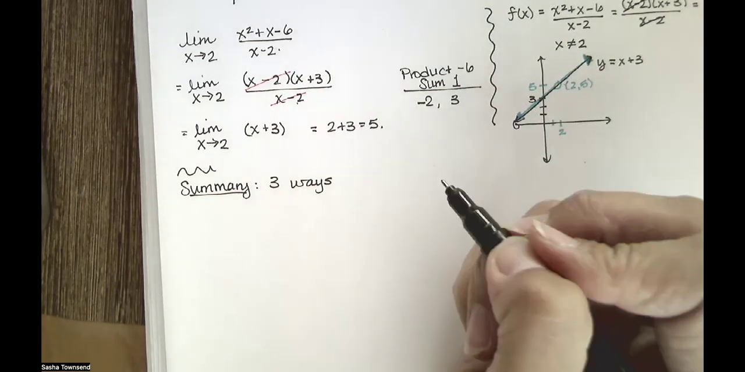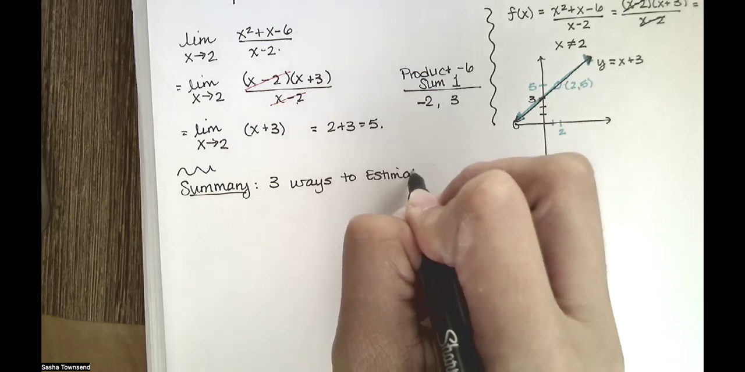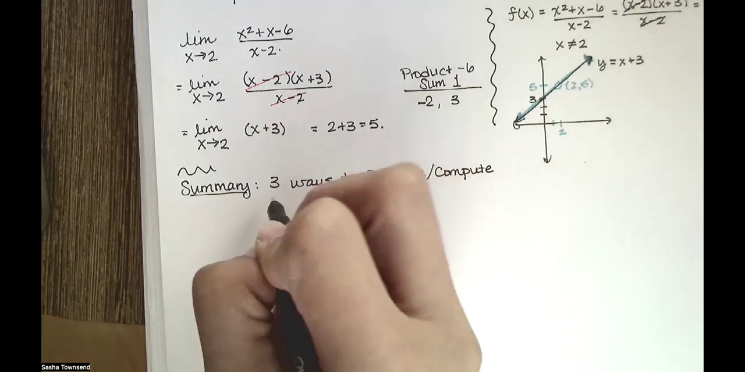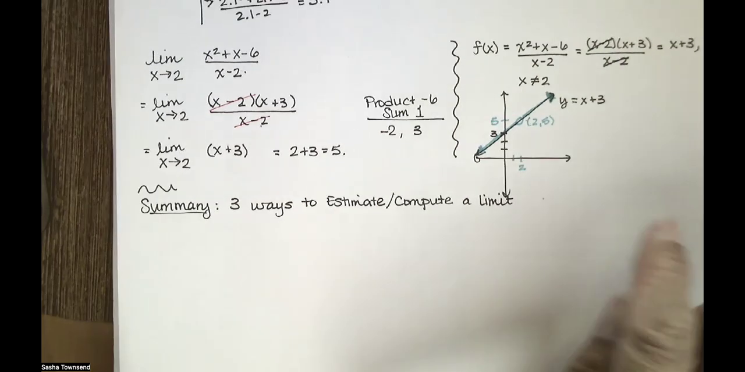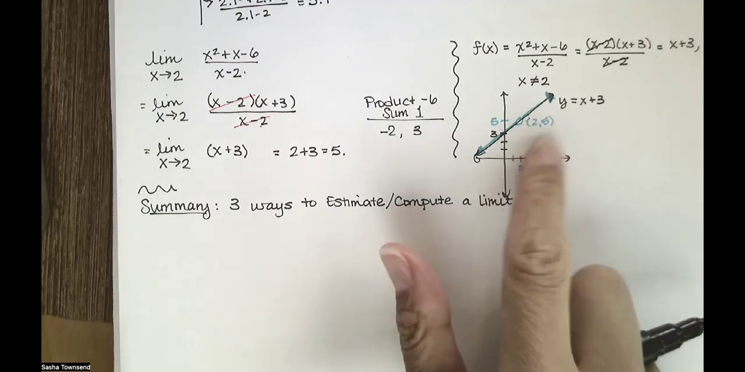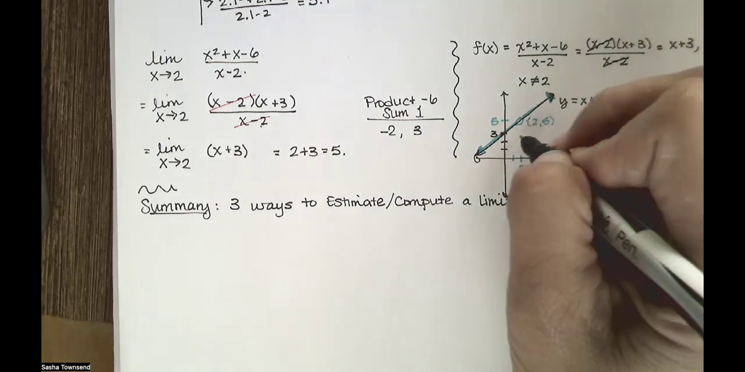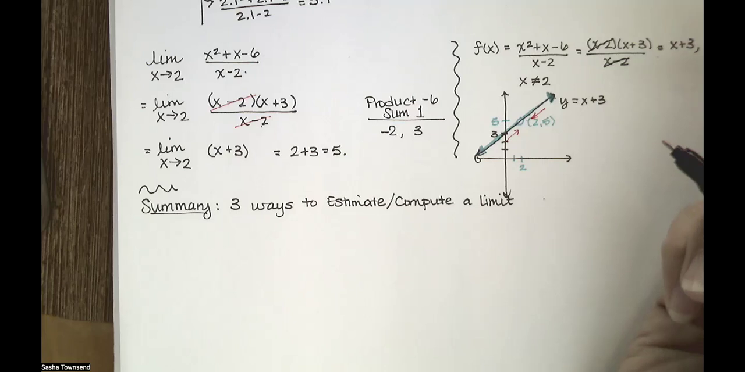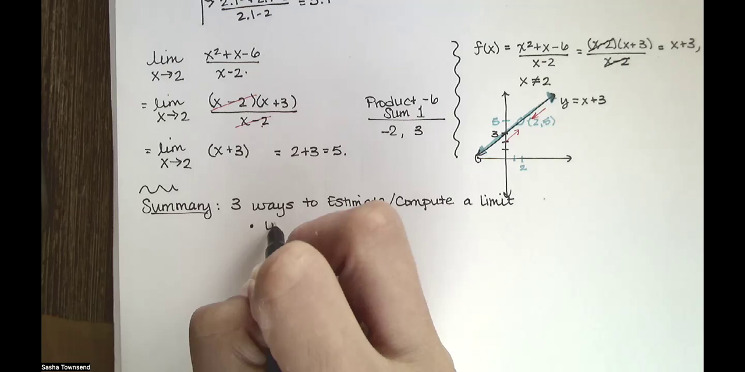So we can estimate or compute a limit in 3 ways. Now, if we know what the graph looks like, we can just look at the graph and think about what happens to the y values as x gets arbitrarily close to a particular value. So we looked at this as x approaches 2 from the left and from the right, and we said the y values approach 5. So you can compute a limit graphically.